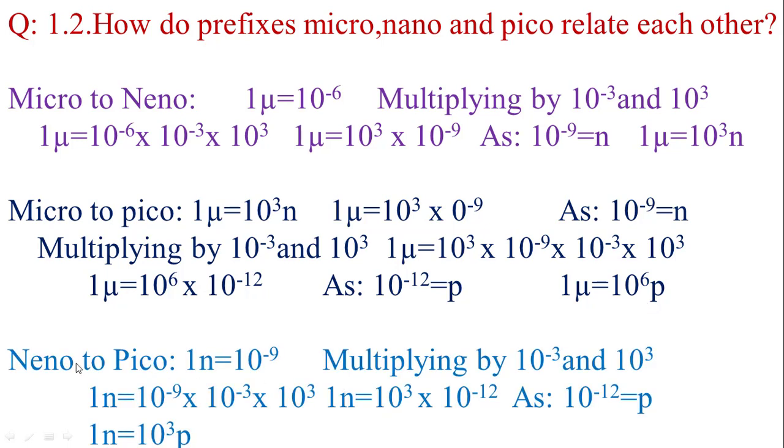Now we relate nano to pico. 1 nano is equal to 10 raised to power minus 9 multiplied by 10 raised to power minus 3 and 10 raised to power 3. Then it becomes 1 nano is equal to 10 raised to power minus 9 multiplied by 10 raised to power minus 3 multiplied by 10 raised to power 3. Now 1 nano is equal to 10 raised to power 3 multiplied by 10 raised to power minus 12. As we know that 10 raised to power minus 12 is equal to pico, so 1 nano is equal to 10 raised to power 3 pico.